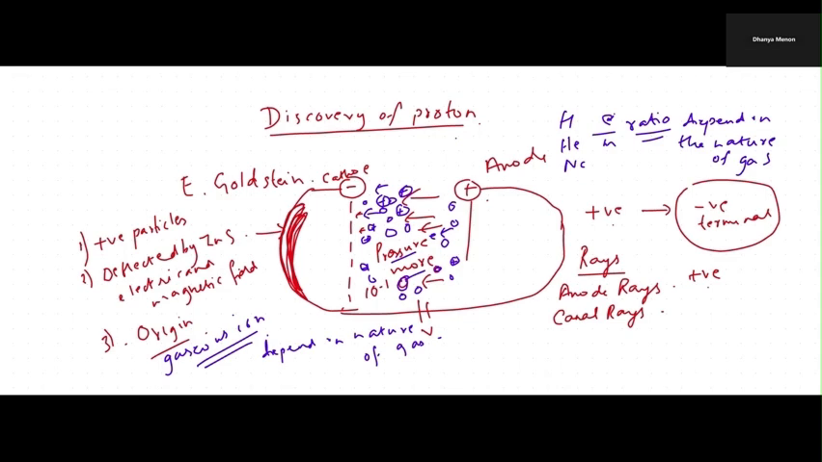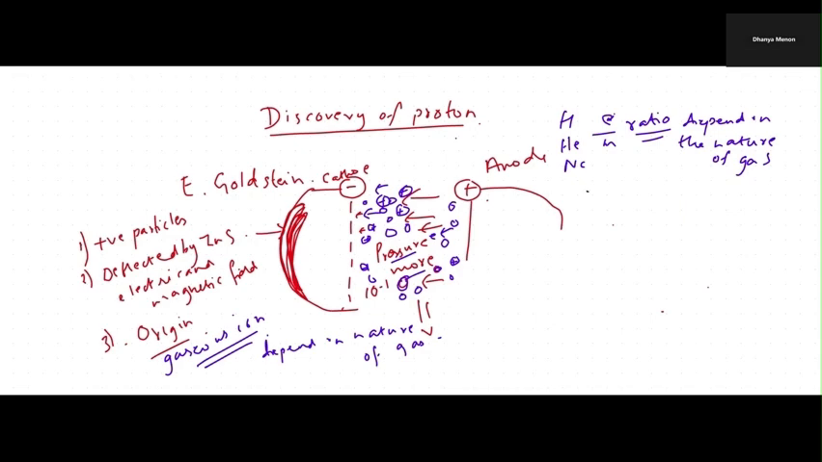So here the e/m ratio will be highest for the lightest particles. That means hydrogen will have the highest e/m ratio because its mass is less. Okay, so the e/m ratio depends upon the nature of the gas, and it will be highest for lighter particles. For example, hydrogen is lighter, so it will have the highest e/m ratio.